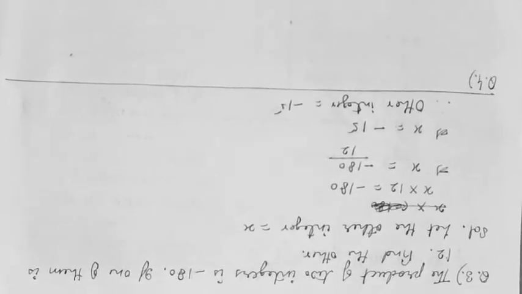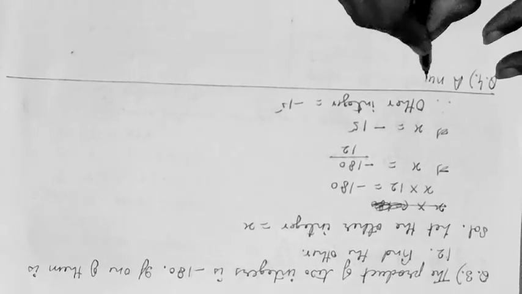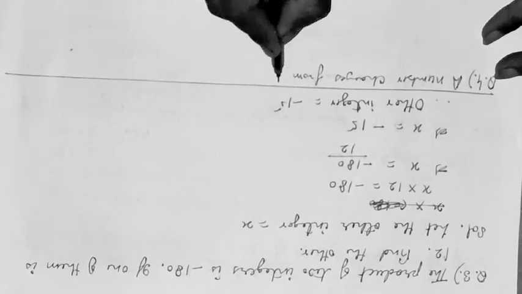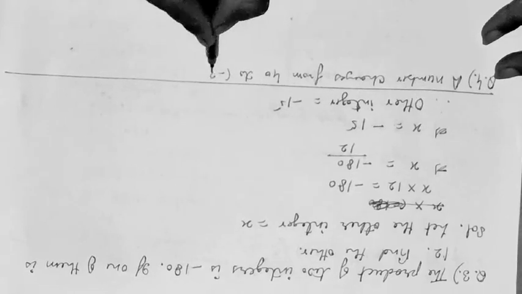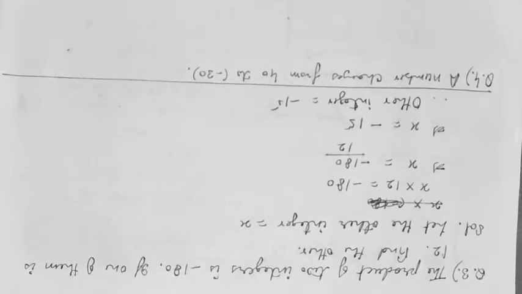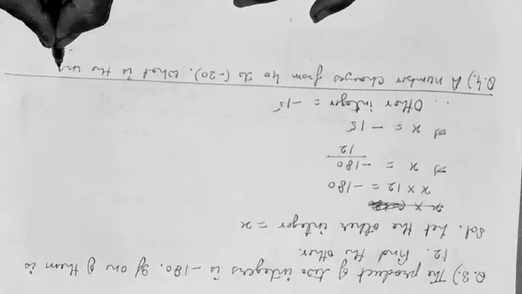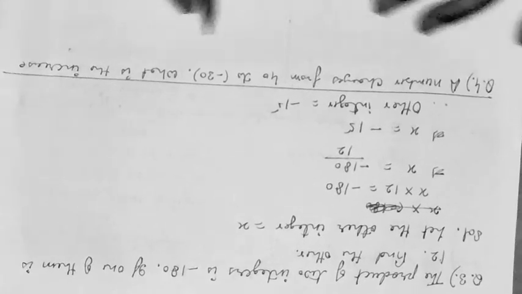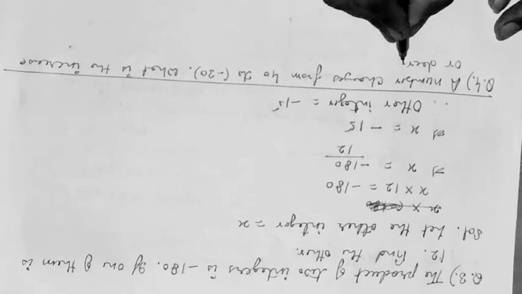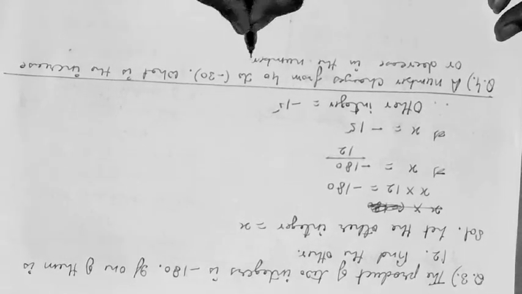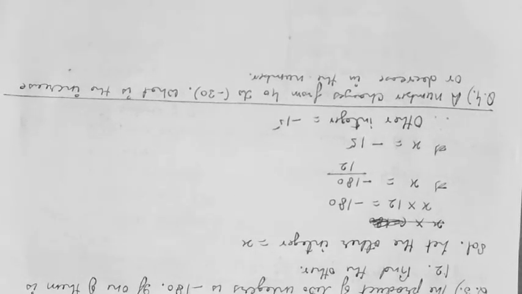Question number 4 for today, and it says a number changes from 40 to minus 30. So what is the increase or decrease in the number? Now beta, in this question we have been given that a number changes from 40 to minus 30.